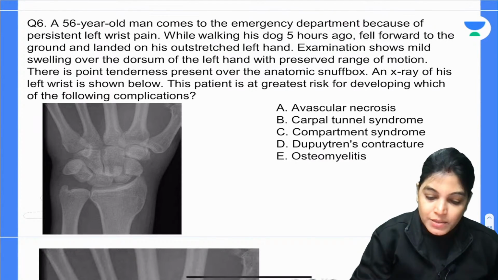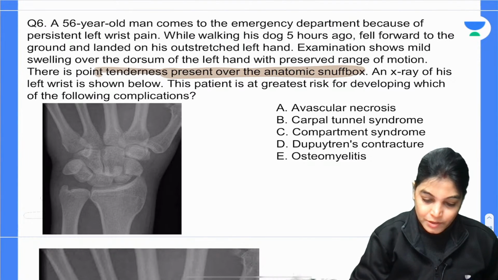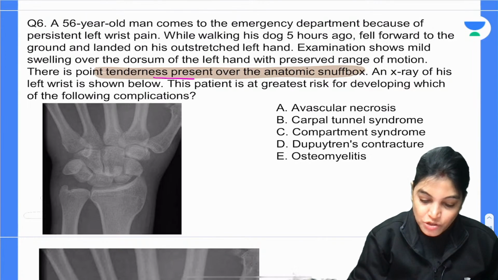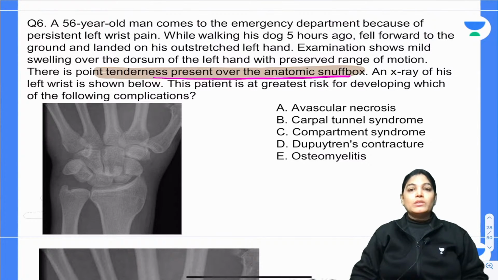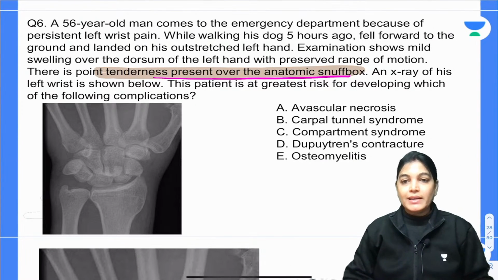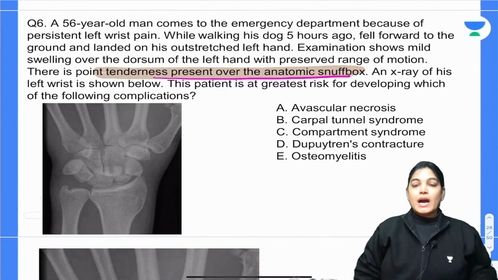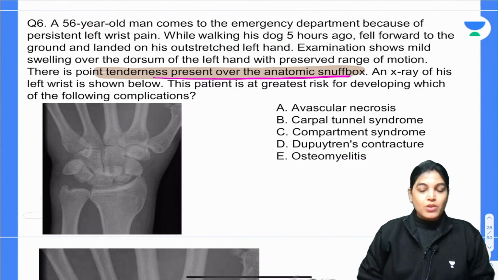So the key point is mentioned here: the point of tenderness is over the anatomical snuff box. An X-ray of the left wrist is done and shown below. The patient is at greatest risk of developing which of the following complications? Whether the patient is developing avascular necrosis, carpal tunnel syndrome, compartment syndrome, Dupuytren contracture or osteomyelitis. Which is the right answer here?